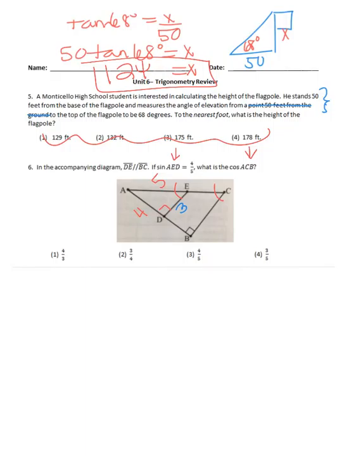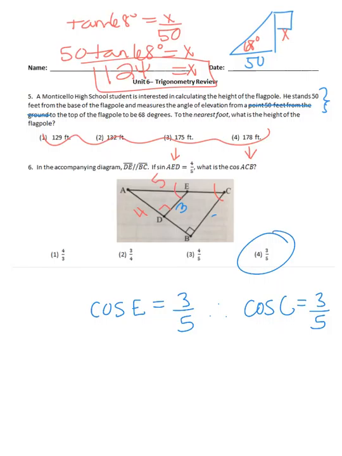So with regard to C, cosine is adjacent over hypotenuse, so that means we're going to use the cosine of E as the same ratio. So the adjacent side is 3 over 5, therefore cosine of C, since it's a corresponding angle, is equal to 3 over 5. And that's choice 4.